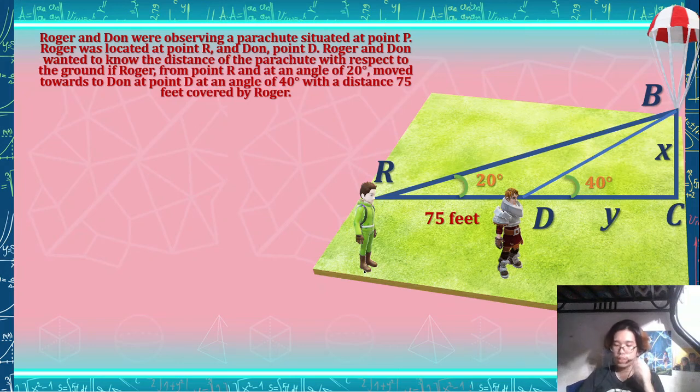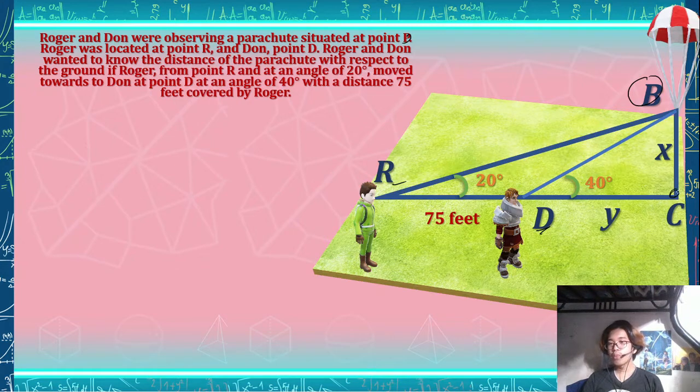So for our third and final problem, we have this one. Roger and Don were observing a parachute situated at point B. Okay, so this should be point B. Roger was located at point R and Don was located at point D. Roger and Don wanted to know the distance of the parachute with respect to the ground.